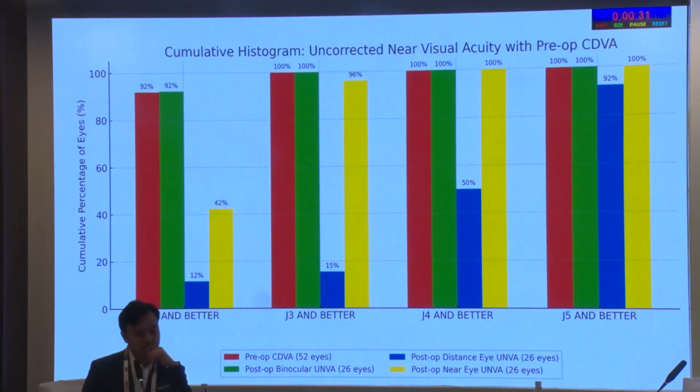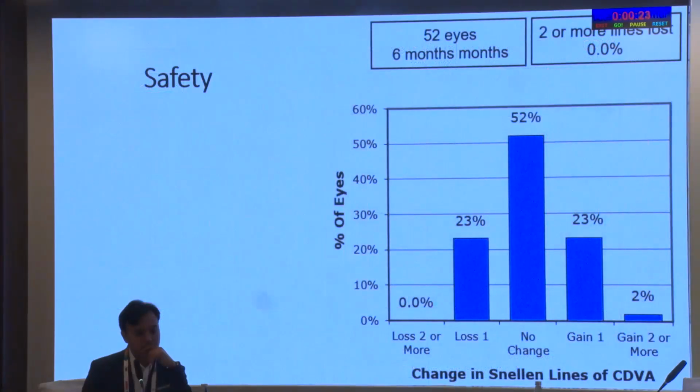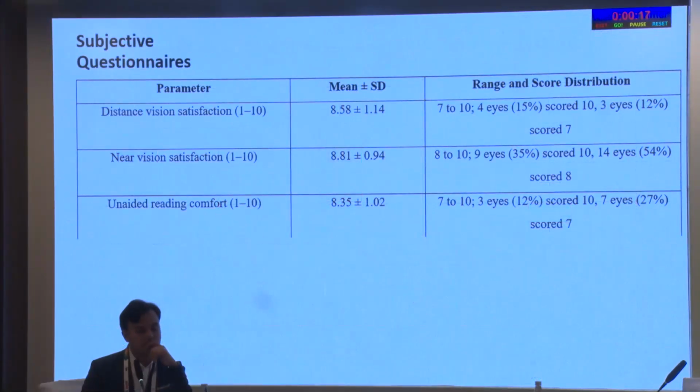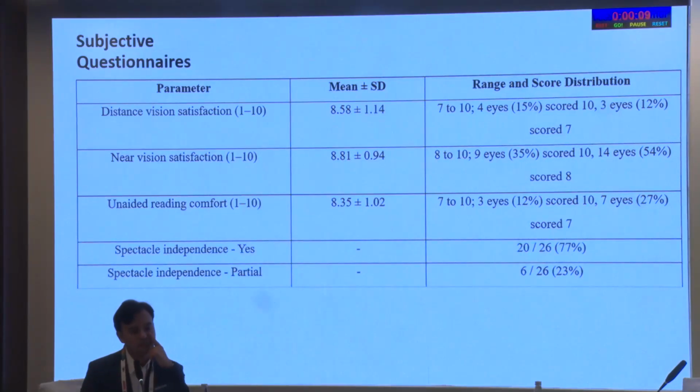So because we are inducing depth of focus by Q value modulation, we are getting good stereopsis, and the distance and near eyes are also good. Safety profile was met in terms of refractive surgery standardization. And we just did a subjective questionnaire: distance, near and unaided reading comfort. The mean out of a score of 1 to 10 was around 8.5.